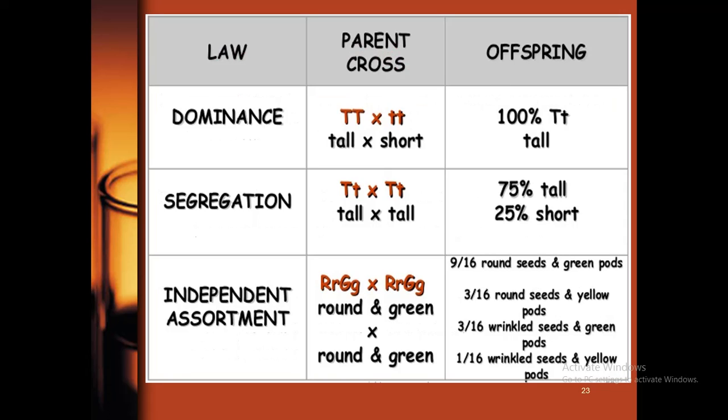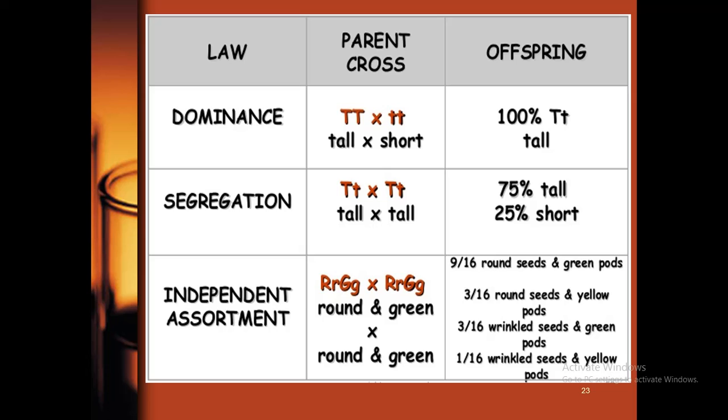So here you can see in the diagram, the first law of dominance says that when the parents are crossed, in which one is tall and the other one is short, the offspring are all tall, phenotypically tall. Here you can see the homozygous tall and the homozygous short are crossed, but only the dominant trait, which is tall, is expressed.